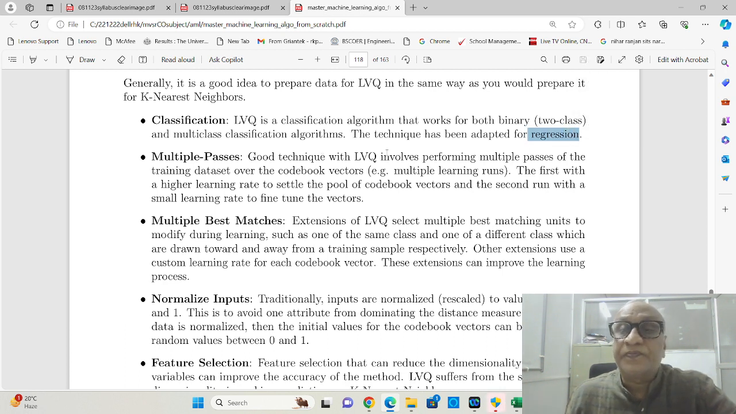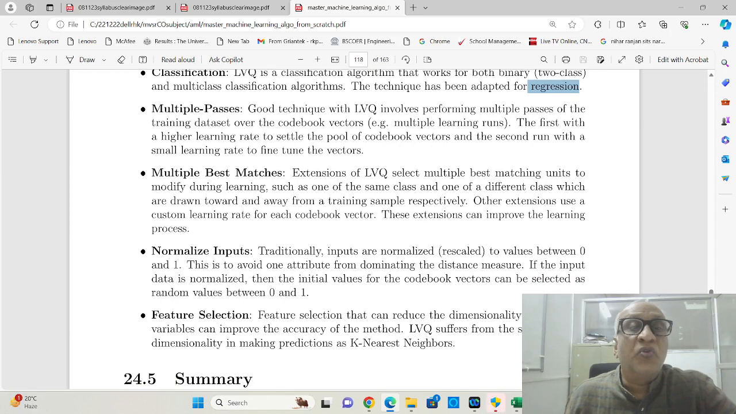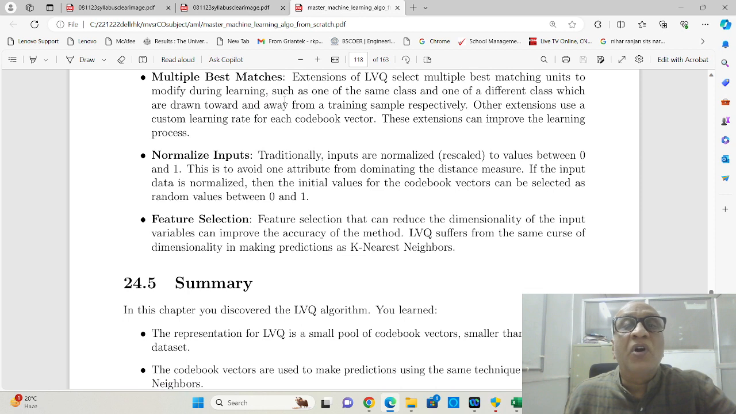Multiple passes. Using multiple passes is a good habit. So start with a higher learning rate, then go down. Then you have multiple best matches, which is an extension of LVQ: select multiple best matches.